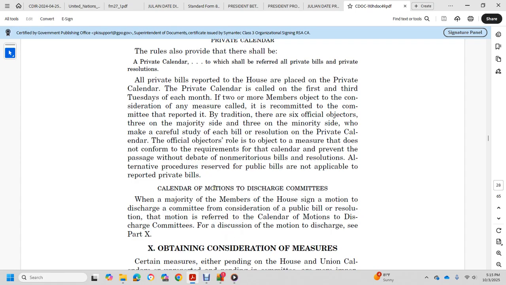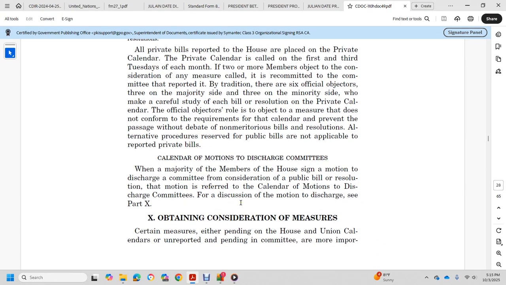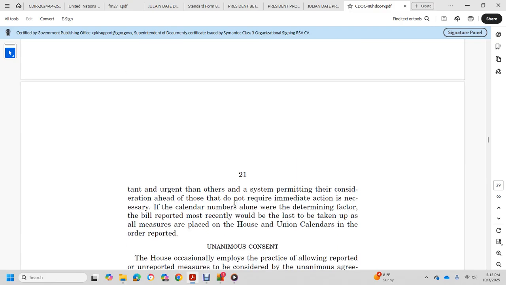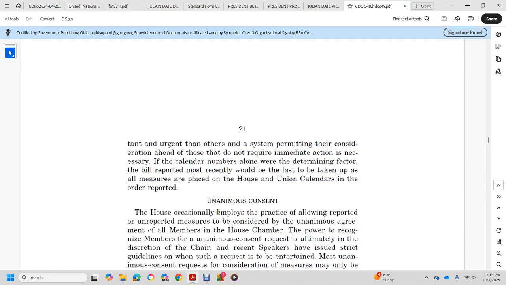10. Obtaining consideration of measures. Certain measures are pending in the House on the Union calendar, unreported and pending with committees, that are more important or urgent than others. The system permits consideration of measures that do not require immediate action, and the calendar number allows Members to determine the effect of the bills reported. All measures are placed on the House and Union calendars in the order reported.